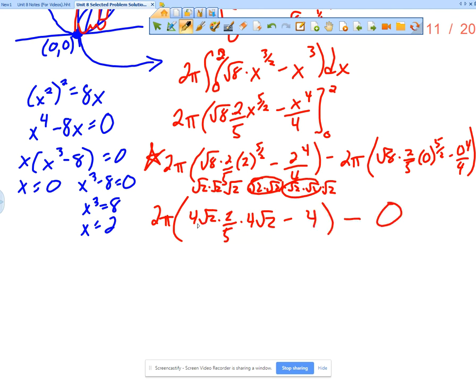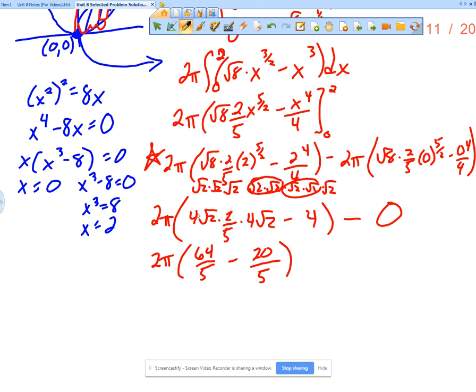So now, what do we really have? We've got a 4 root 2 times a 4 root 2. 4 times 4 is 16, times root 2 times root 2 is 2, so 16 times 2 is 32, times another 2 is actually 64. So I have 2 pi times 64 fifths minus 4, which would become 20 fifths. All right, is that correct?